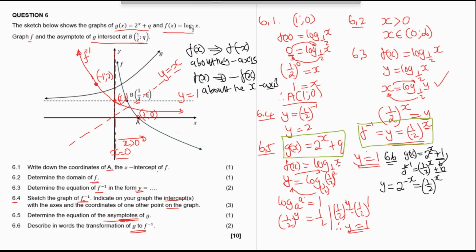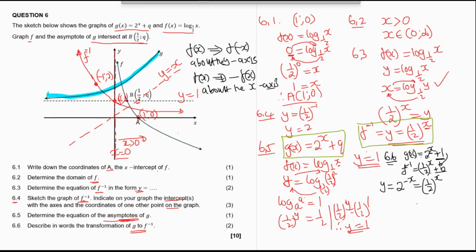So there are two things that have happened here. One, reflection about the y-axis. Two, the graph being shifted downwards by 1 unit. It makes sense. Let's look at the graph. Let's see if we can interpret this from the graph. This is g, right?